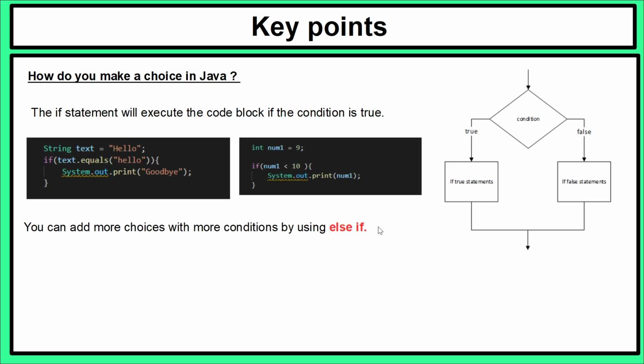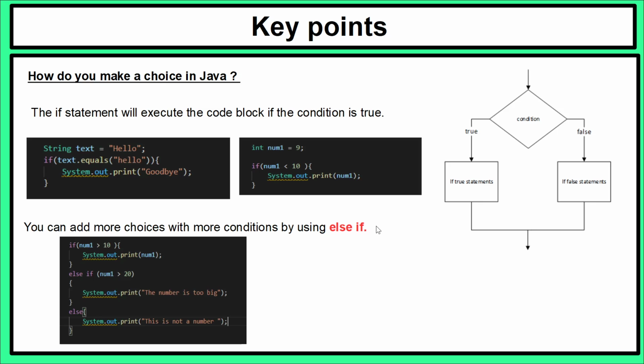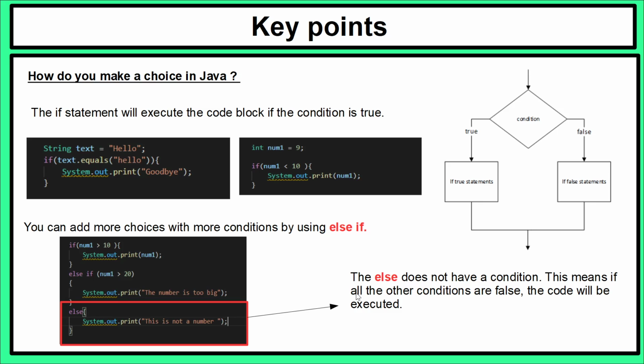You can add more choices or more conditions by using the else if. The first one is always if, but you can use the else if here, and again you can add a second condition, and that will allow you to flow and execute another piece of code based on that condition. The last thing, you have to remember the else. The else does not have a condition, so it's a little bit different, but this means if all the other conditions are false, this code will be executed. The else if can be used multiple times, so you can have multiple conditions with that. The if can only be used once at the start, and then the else is at the end, for when all the other conditions are false.